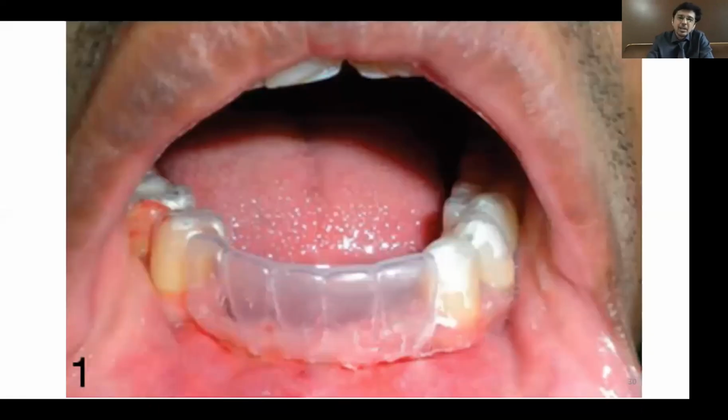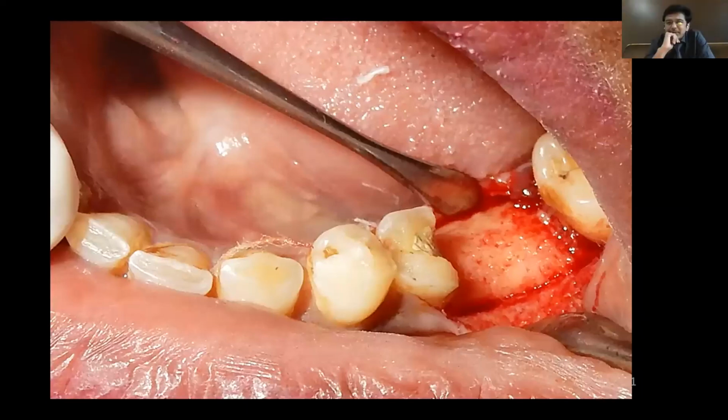Now, the next step is flap reflection. When it comes to flap reflection, actually this is one of the most ignored steps.